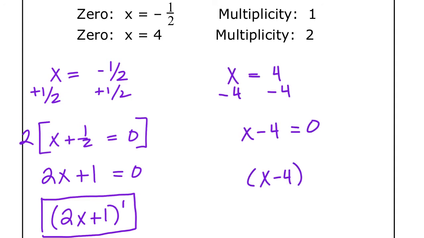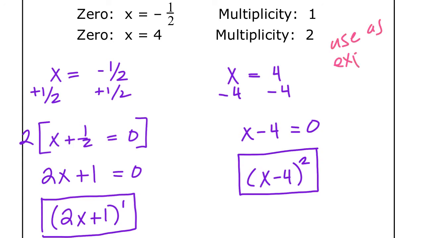But again, pay attention to what they're telling you. It has a multiplicity of 2. So in this case, you're going to have a little 2 as an exponent. So that might be something we need to write down. Use as exponent for your factor. So multiplicity is used as exponent.